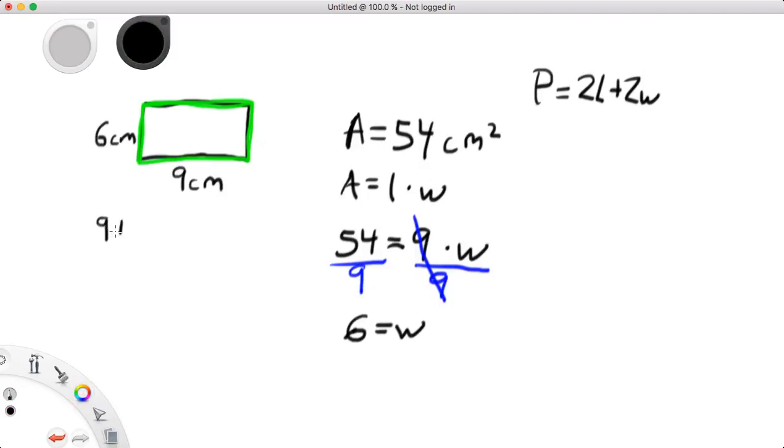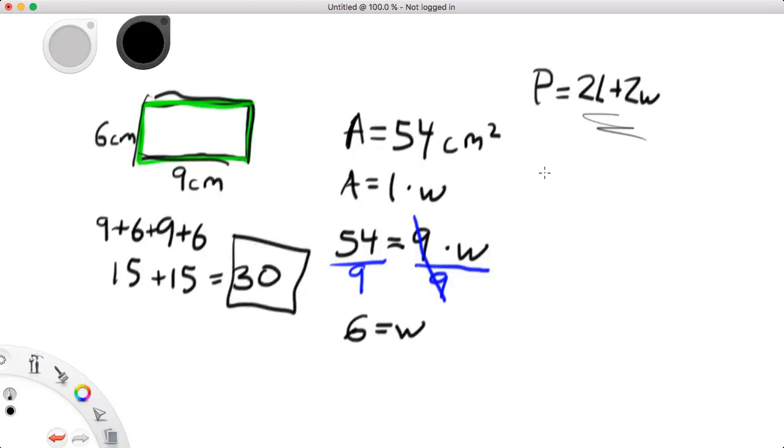So the thing that you need to remember is that perimeter is just if you had an ant that was walking around the outside of this rectangle, how far would that ant go? Well, that ant would go 9 centimeters, and then it would turn left and go 6 centimeters, and then it would turn left again and go 9 centimeters, and turn left again and go 6 centimeters. So what you could do, if you really wanted to, you could turn this into all addition. 9 plus 6 plus 9 plus 6.